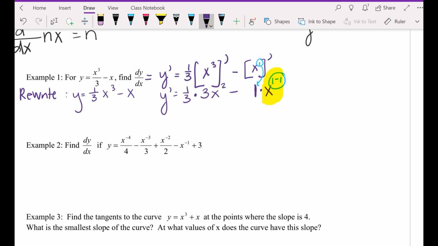So when I rewrite this, y prime equals 1/3 times 3 is 1, 1x squared minus 1. So this is my final answer for the derivative. And this is the end of example 1.